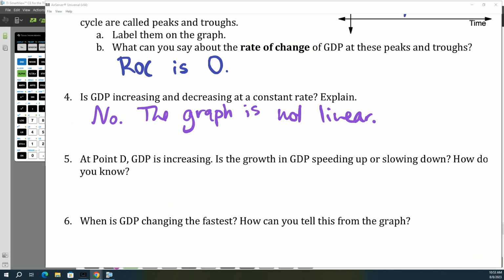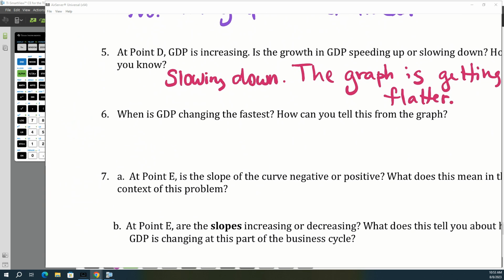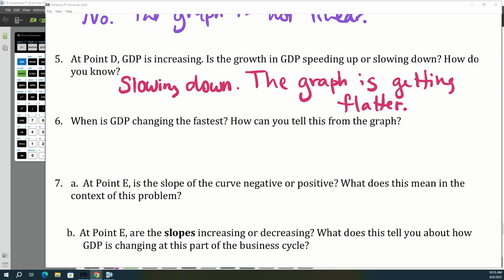So there's lots of ways you can word that. It's definitely slowing down. You could circle it if you want to. The reason we know is because the graph is getting flatter. That's not the only way to word that. You can say leveling off. Lots of ways you can say that. Oh, okay. On my iPad, part of that is missing, but it's up there, so that's good.